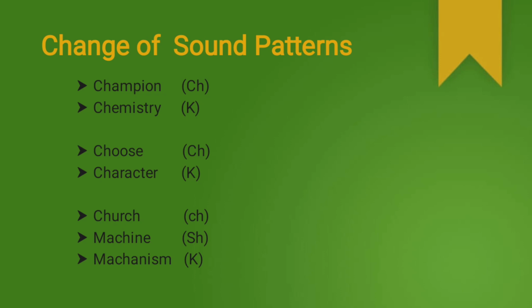Now observe the change in sound pattern. See in champion the sound ch. It changes in chemistry, the same ch pattern changes to k. In chemistry the sound changes to k, and in choose, ch is the same sound ch, and character changes, transforms into k.